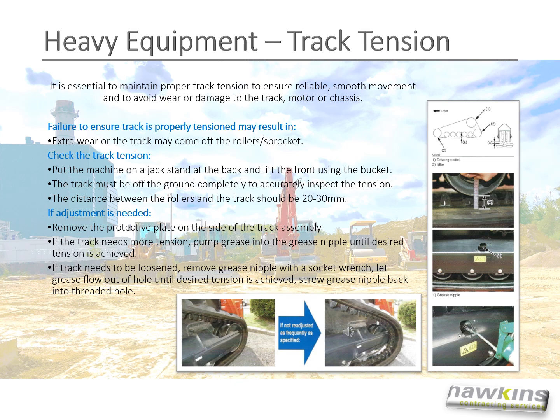If adjustment is needed, remove the protective plate on the side of the track assembly. If the track needs more tension, pump grease into the grease nipple until desired tension is achieved. If the track needs to be loosened, remove the grease nipple with the socket wrench, let grease flow out of the hole until desired tension is achieved. Screw grease nipple back into the threaded hole.